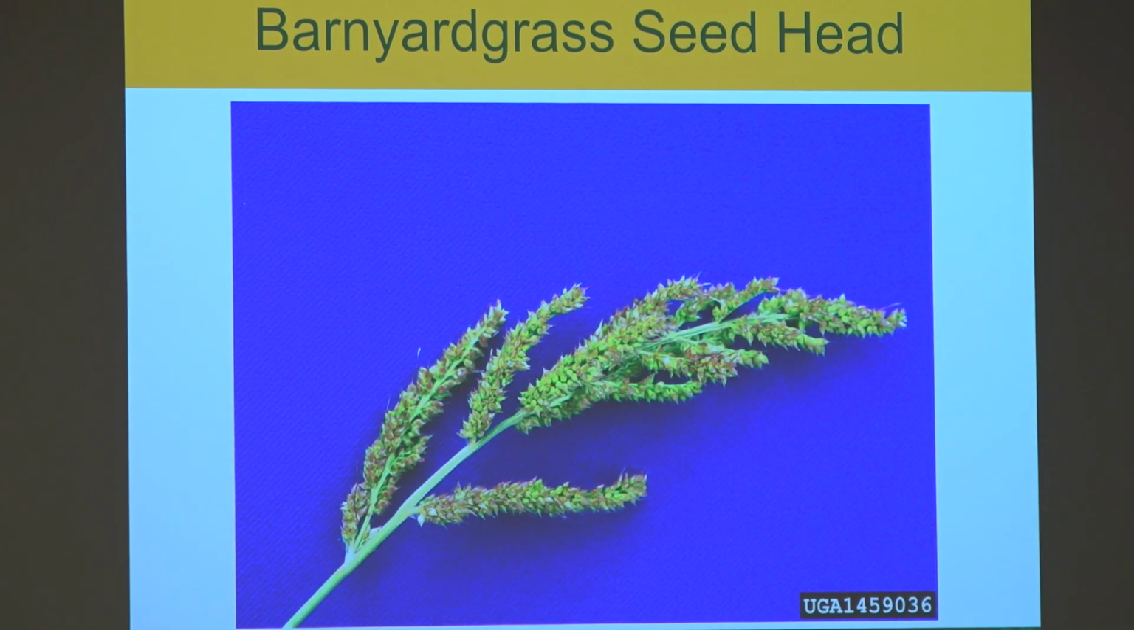When barnyard grass sets seed, it has a very different appearance. You'll notice that the seeds almost look grain-like in appearance and are on these branches. So it's got a panicle with these kind of robust seeds on it.